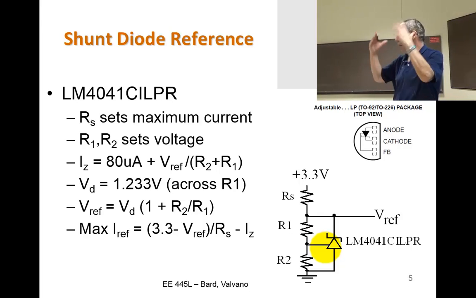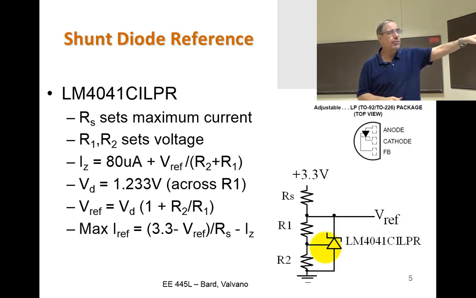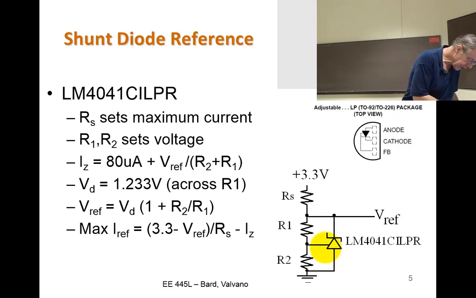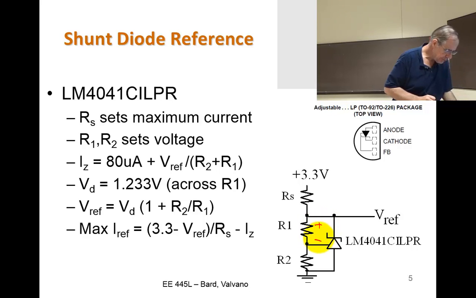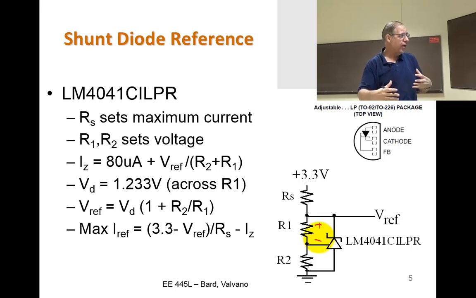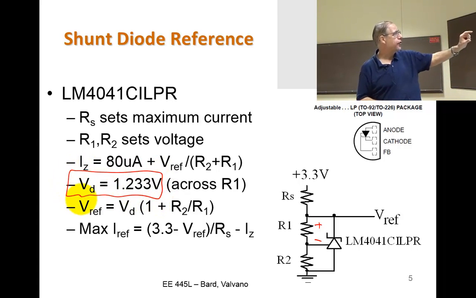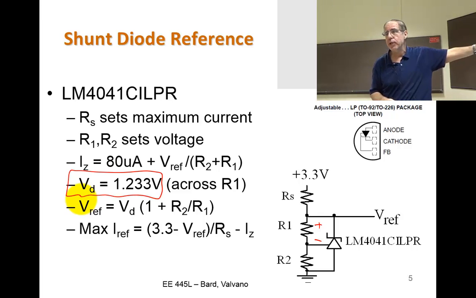Here's a review from way back in Lab 5. I don't know if you remember how this thing works, but it's time to know how it works. Basically, there's a constant voltage across here. That's due to the diode-ish nature of this device. And that's the VD. This is a constant. So if it's operating within specs, you'll see a voltage difference across R1 of 1.233. That's how it works. And that means that voltage is very accurate, very stable, low noise, with a low temperature coefficient.